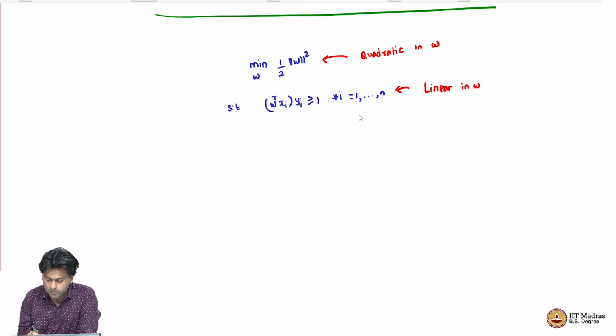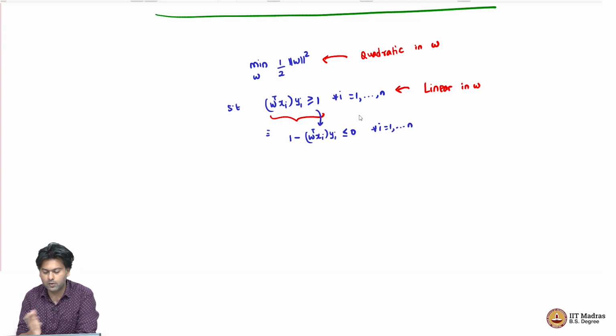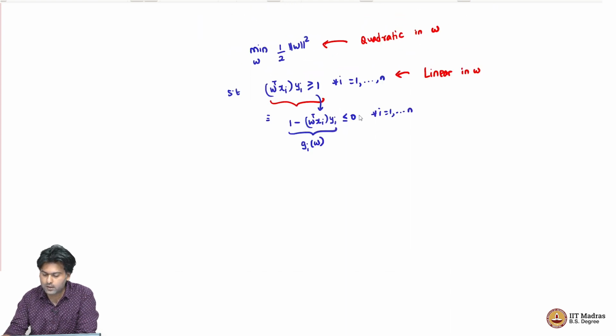But before we do that, we have to bring these into standard form, where gi of W is less than or equal to 0. So what is the standard form? This is equivalent to 1 minus W transpose Xi times Yi is less than or equal to 0 for all i equals 1 to n. This is exactly the same as the original, I'm just writing it in this form. Now this would be my gi of W, which is less than or equal to 0.